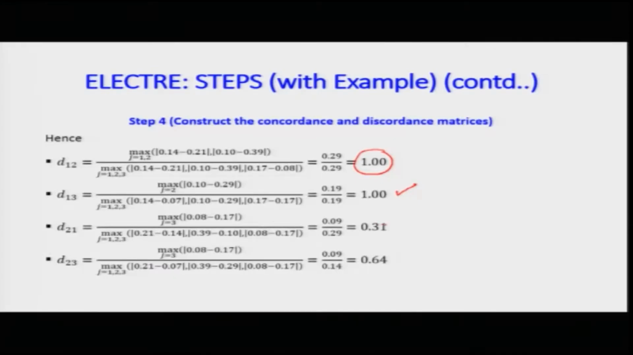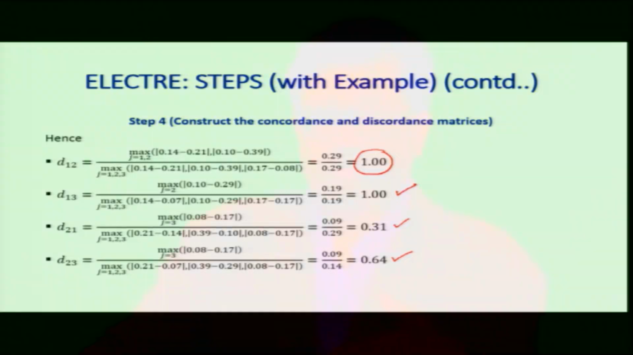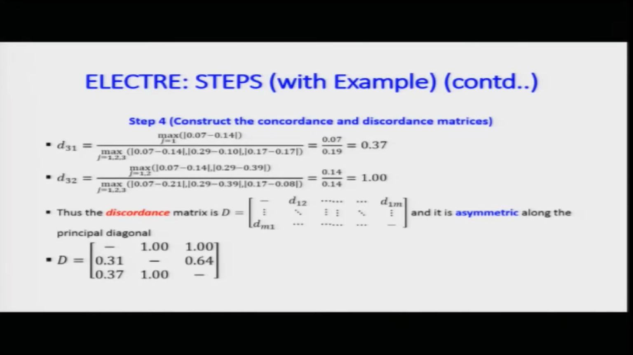So, if you remember, D12, D13 are the comparisons which you are doing along the rows and the columns at each step. D21 is 0.31, D23 is 0.64. Just pause, have a look at these values. When I continue, I have D31 and D32.